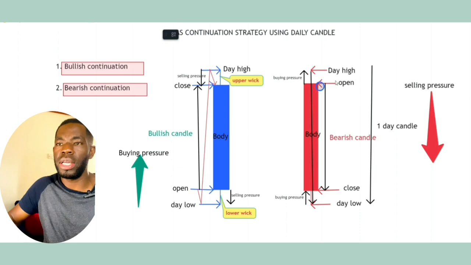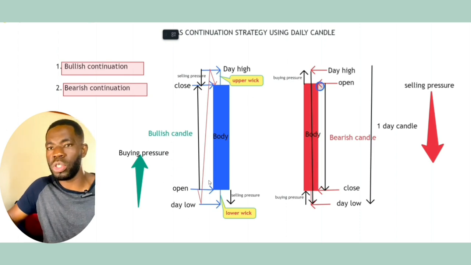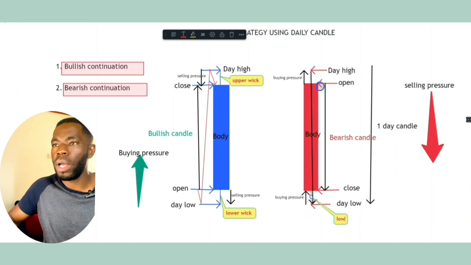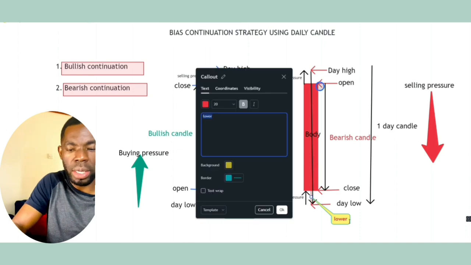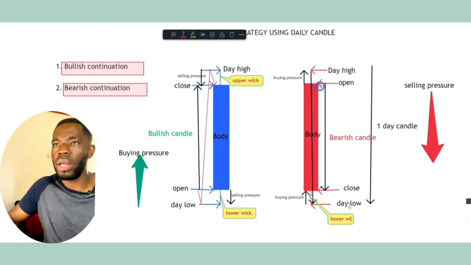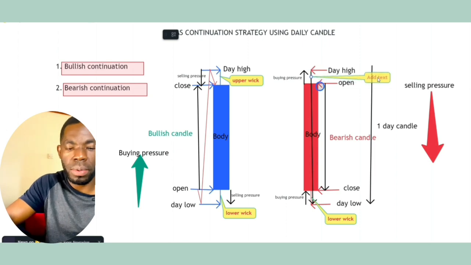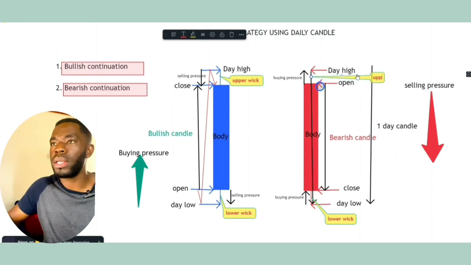And on the bullish, it closed higher than it started. So also with the bearish candle, we have the lower wick, which is this one here, and we already know what the lower wick communicates, lower wick or lower shadow. And then we also have the upper wick up here, okay.